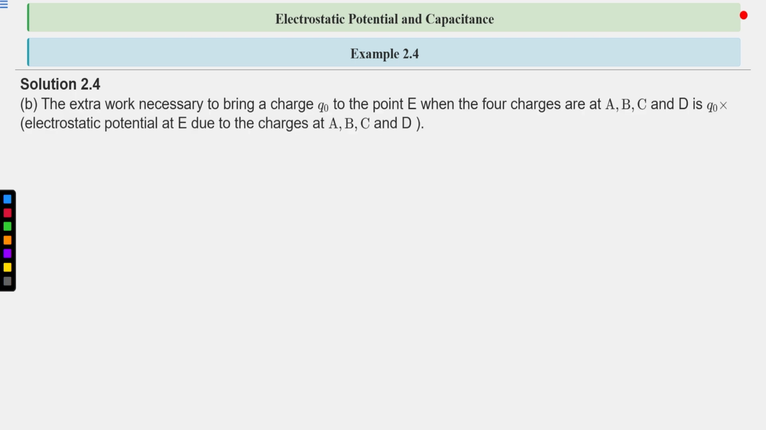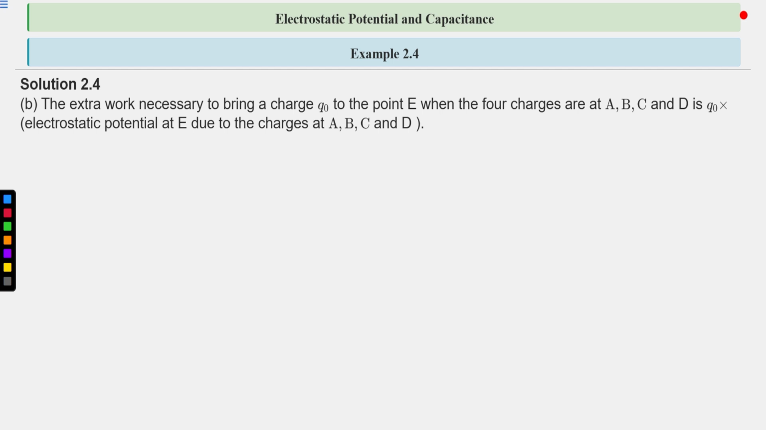Okay, B part. What was the B part? The extra work necessary to bring a charge Q naught to the point E when the 4 charges are at A, B, C, and D. Now, in the configuration of this square, you have seen 2 charges are negative and 2 charges are positive, and all these charges are at equal distance from the center. So the positive potential due to 2 positive charges cancels out the negative potential due to the other 2 charges, because 2 charges are positive, 2 charges are negative, and the distance of all the 4 charges from the center is the same.